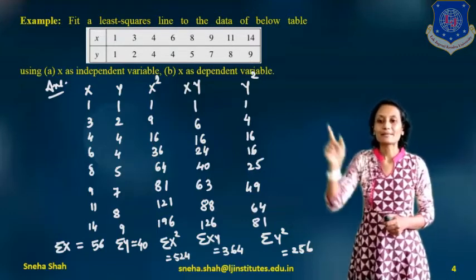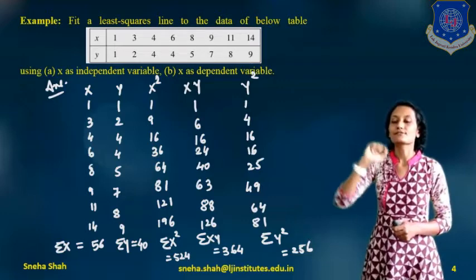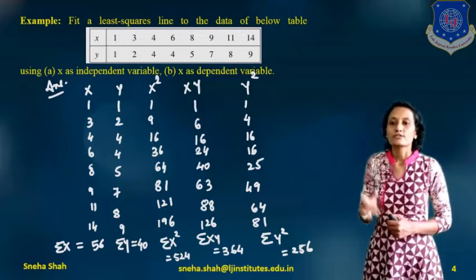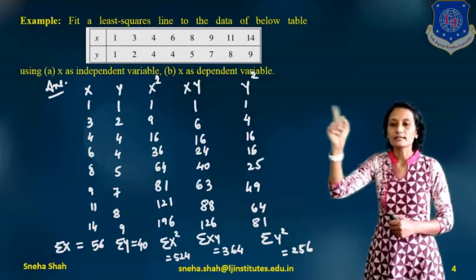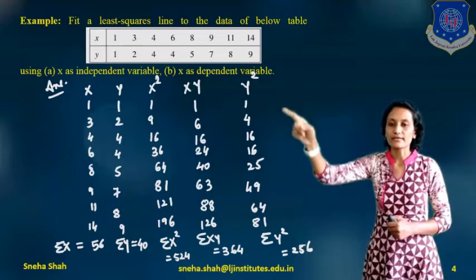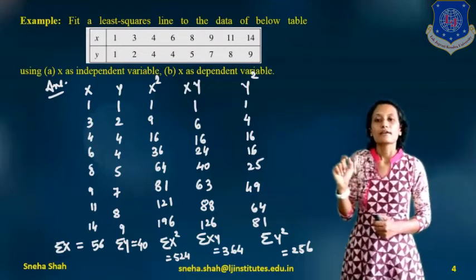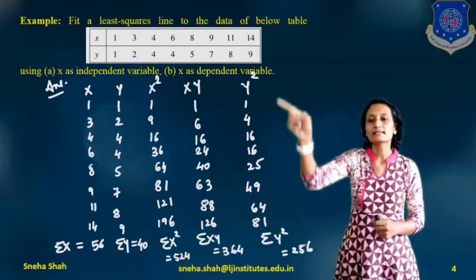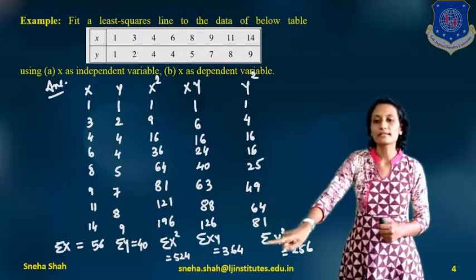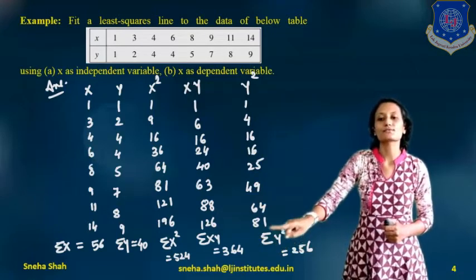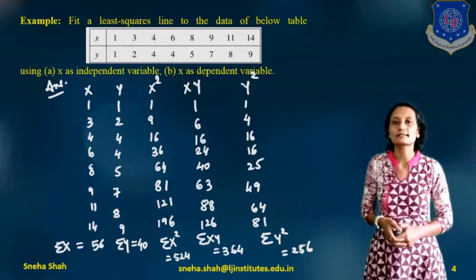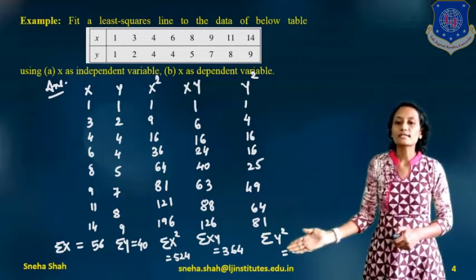Okay, now if I am multiplying x and y, it will give the term xy. So the terms will be 1 into 1, 1, 3 into 2 means 6. Likewise, we are finding all the other terms. From that, if I am finding the summation of all these terms, it will give the term summation xy, and the answer equals 364.